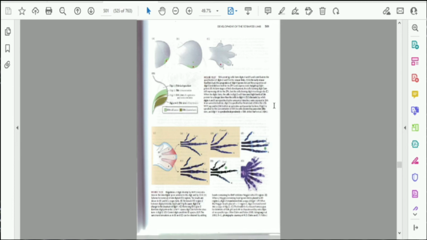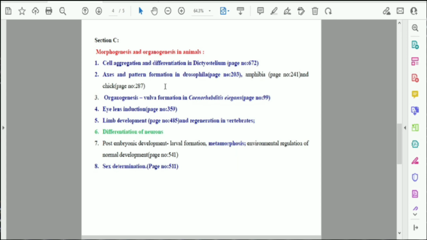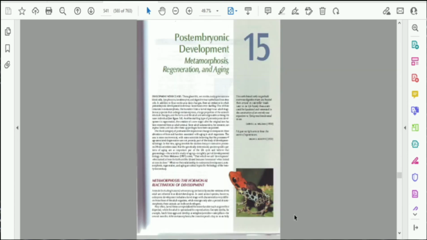The Sonic Hedgehog signaling has also been asked, so don't skip those things. And the next thing is regeneration in vertebrates, and that is post embryonic development, larval formation, metamorphosis, environmental regulation in normal development, given on page number 541. It is given as a chapter, so you can refer to these things.